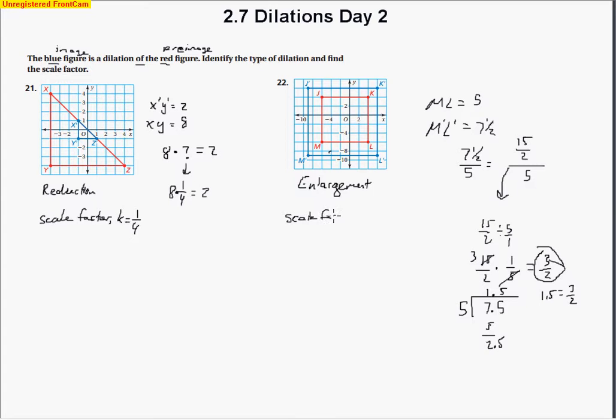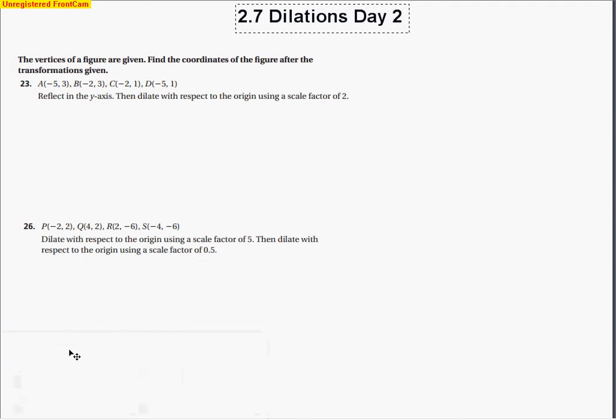So the scale factor equals k, which equals 3 halves. Well, let's take a look at the next type of problem we'll see. It says the vertices of a figure are given, and it says find the coordinates of the figure after the transformation is given. So when I do this, I could draw the picture, but if you know the rules, it makes it a little bit tougher.